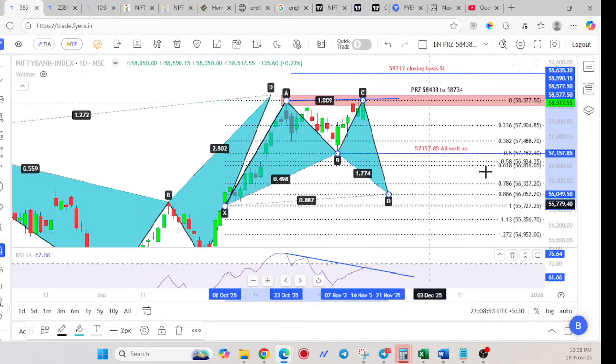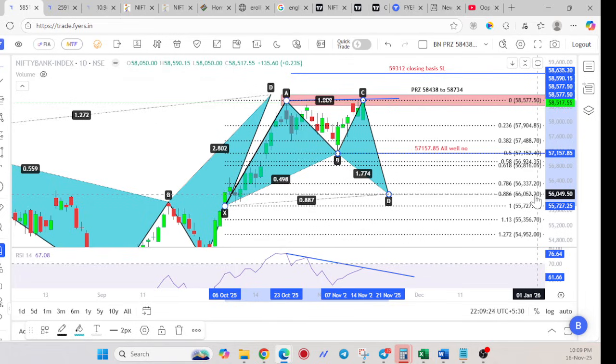Similarly, in Bank Nifty, until we get a close above 59,312, I will not long Bank Nifty. I will also short Bank Nifty within this range with a stop loss of 59,312, and I will probably wait for this to break and for it to come to 56,337, 56,052 levels. So this is what I expect in Bank Nifty.